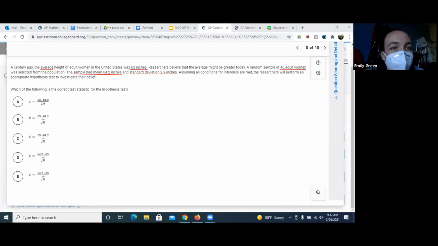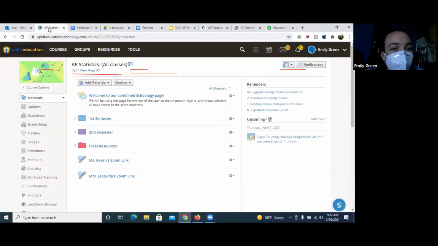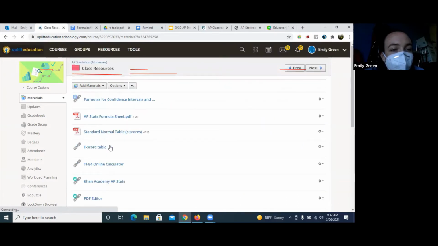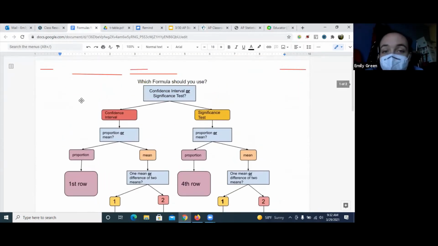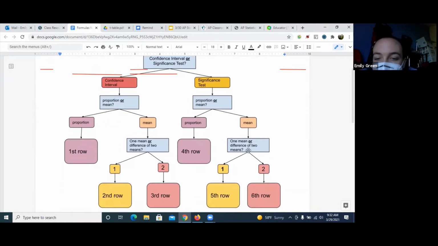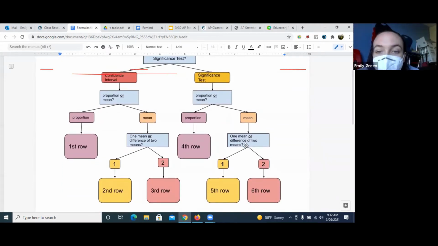And this is where I want you to go to Schoology. If you click on class resources, you have your formulas for confidence intervals here. When you open those, if you're not sure which formula you should use, you can ask, am I doing a confidence interval? No. I'm doing a significance test. Am I using a proportion or a mean? Well, we know we're looking at the average, so I'm looking for a mean. And then this question, which we will go into more detail next time: are we looking at one mean or a difference of two means? We're only looking at one because we only took one sample.